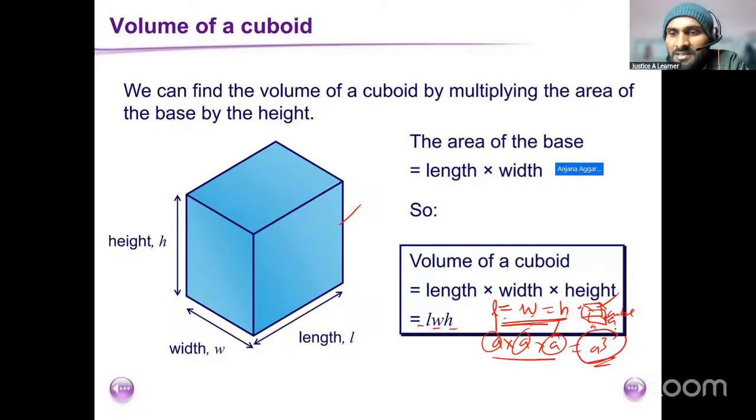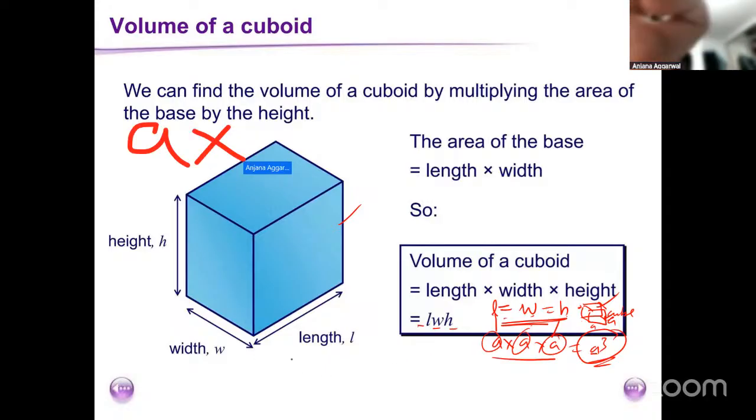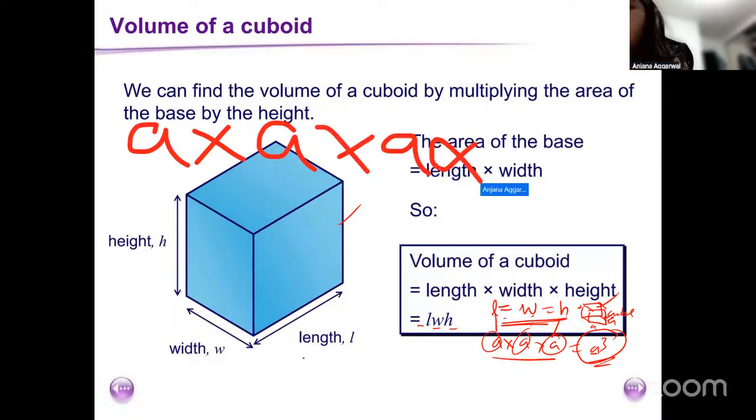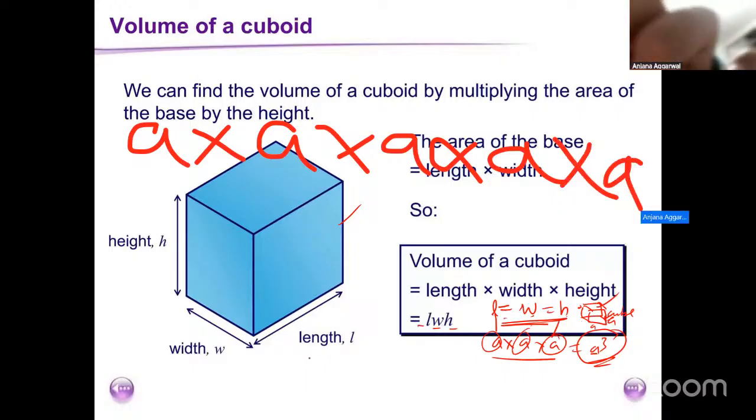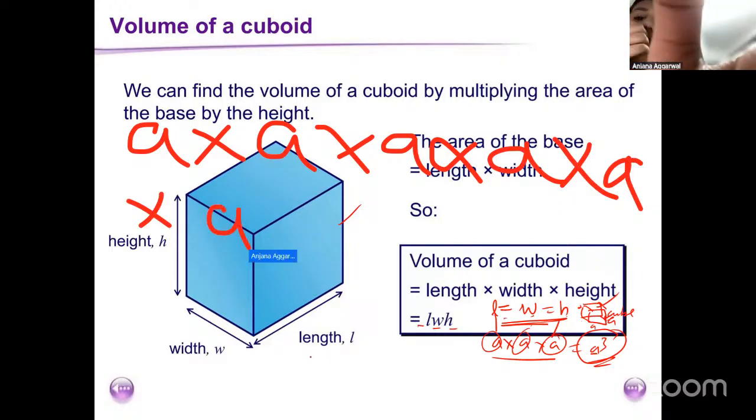So it means a cube of side A, right? But it shouldn't be that. It should be this: A into A into A into A into A into A, 6 times, because there are 6 sides. Why is there only 3?